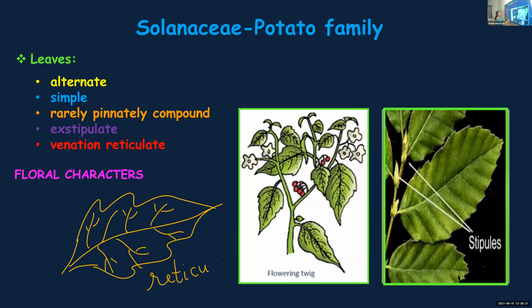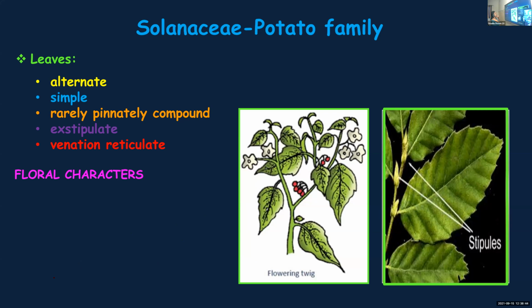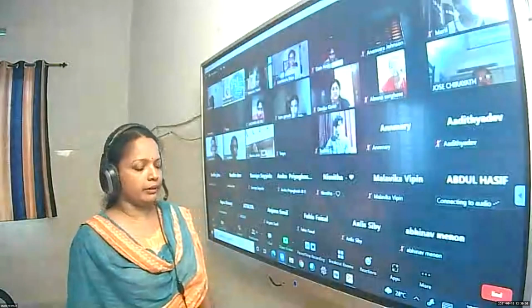See the figure, isn't it reticulate venation over there? See the leaf displayed over here. It's reticulate venation. So the difference: usually parallel venation is found in monocots, reticulate venation in dicots. Here venation is reticulate, means there will be a main vein, and this main vein will be branching into smaller veins and they form a network. Then you can call it reticulate venation. And if these veins are running parallel to each other, that is parallel venation. And in this particular family, you can find reticulate venation. So floral characters we will learn next class.